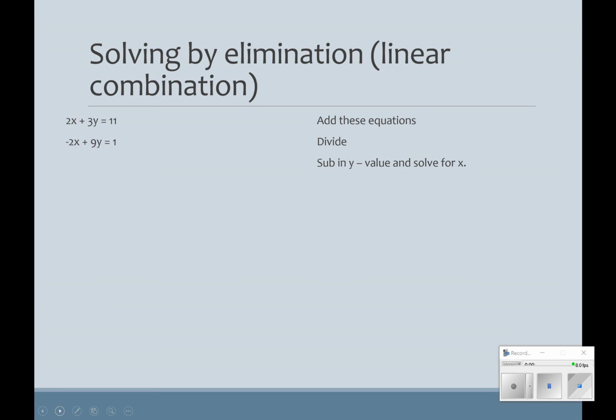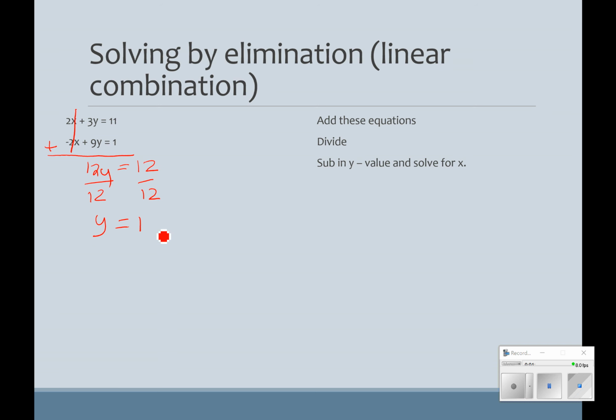The first thing I'm going to do is add these two equations. Okay, and notice what happens when I add them. 2x, and the reason I'm doing this is to eliminate a variable. So 2x minus 2x is 0. So those cancel out. Then 3y plus 9y is 12y. And 12y equals 12. If I divide both sides by 12, y is going to give me 1. Okay, so it's pretty easy when you eliminate a variable, you get this.